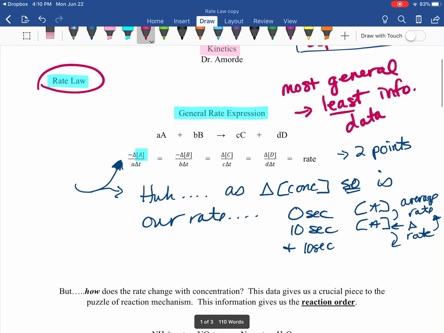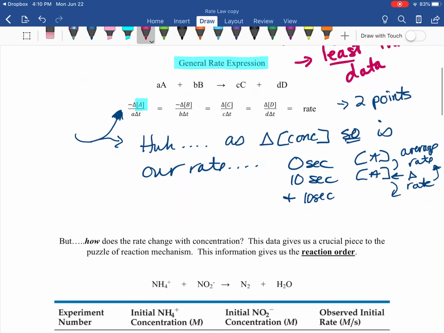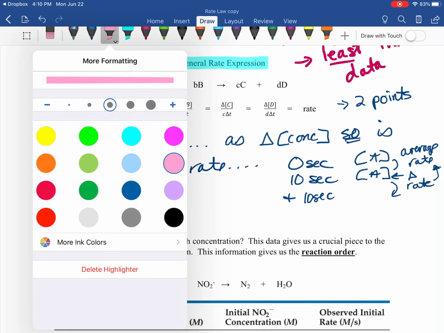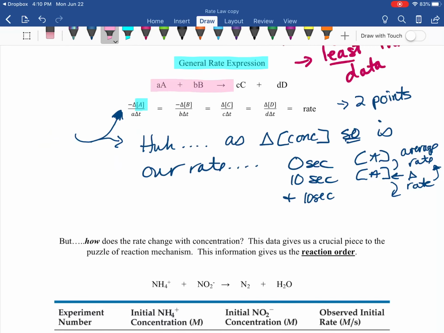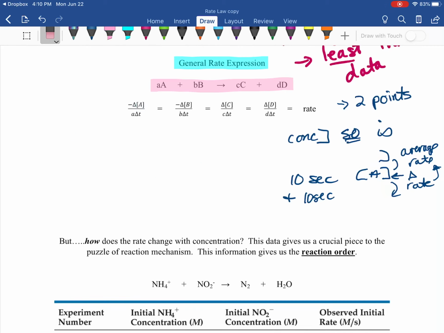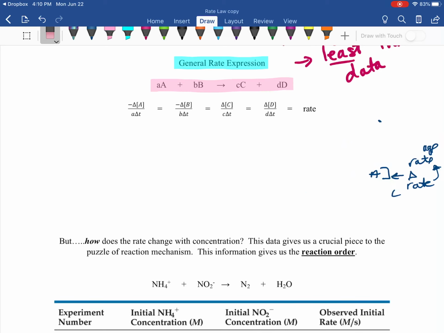So I like to always start in the same way. You have to have a picture of your reaction. Your general rate expression is how we're going to actually picture and study what's happening in our reaction. So we've got to get good at writing that, and let's start there.